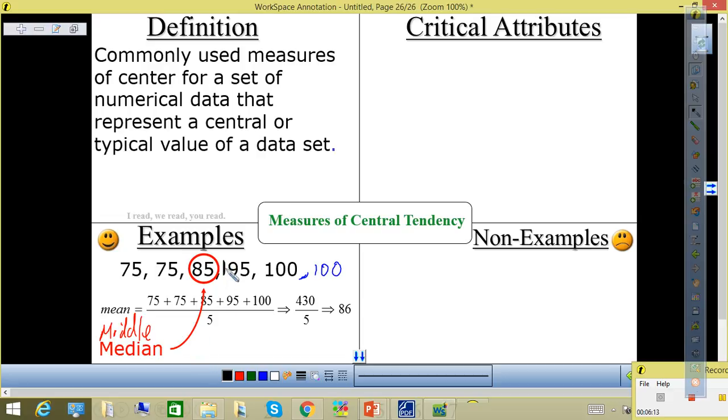So what we're going to do, we're going to put a plus right in the middle. We're going to take the 2 numbers that are closest to the middle, add them, and divide by 2. And that's how we get our median. Boom. That just happened.